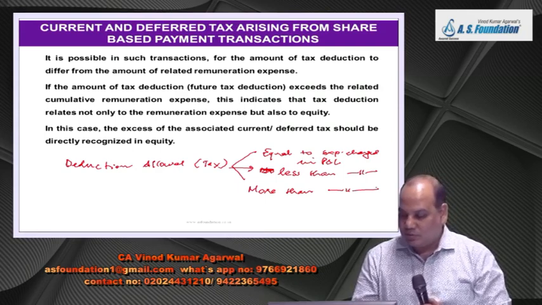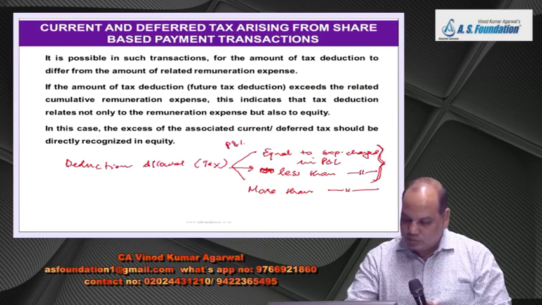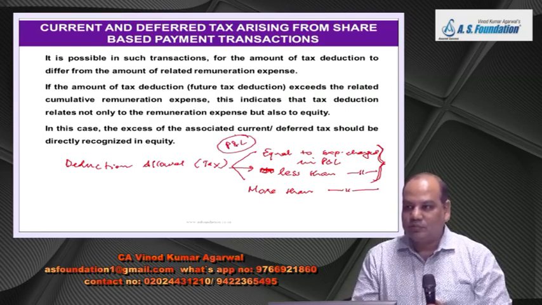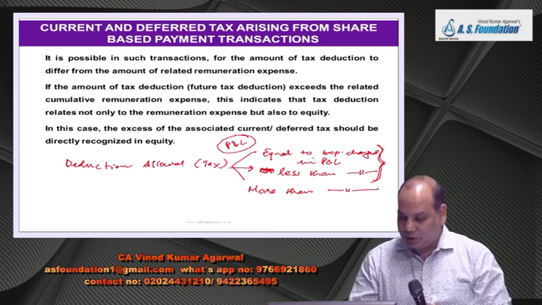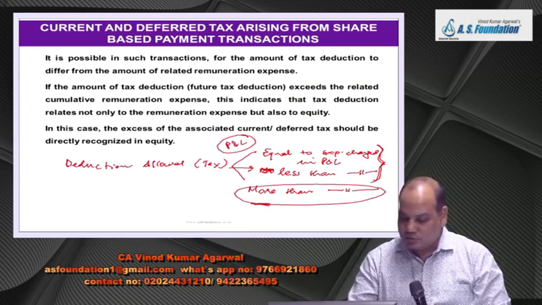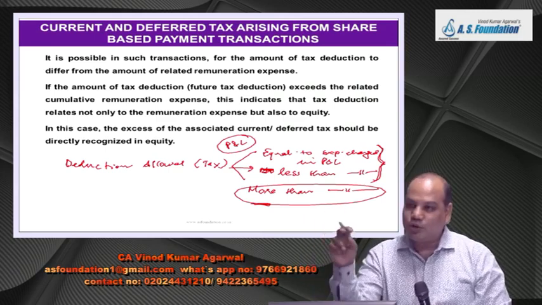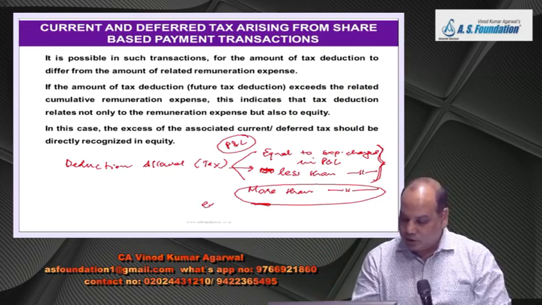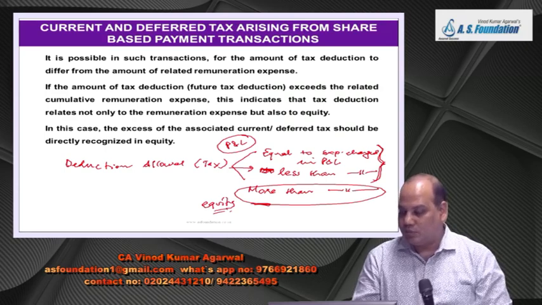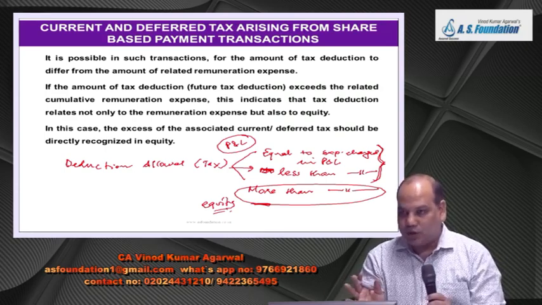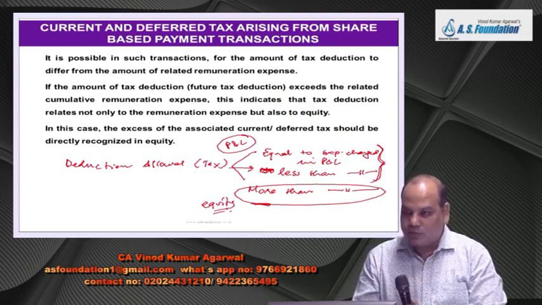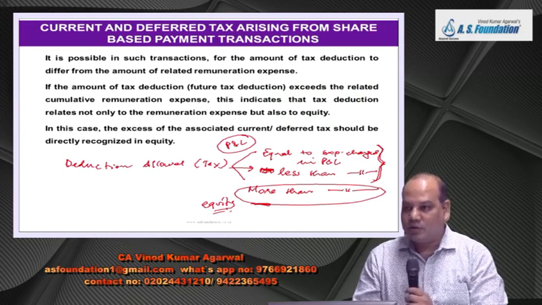Okay. So if it is equal to or less than, then I will pass an entry through the P&L account: DTA account debit to the P&L account. But if it is more than, suppose your expenditure charge is 10 lakh, but tax law allows 12 lakh. So on that 2 lakh rupees extra, we will recognize in equity. Extra, over and above what you have charged in the P&L account. If you are allowed deduction over and above that, the DTA will be recognized in equity.